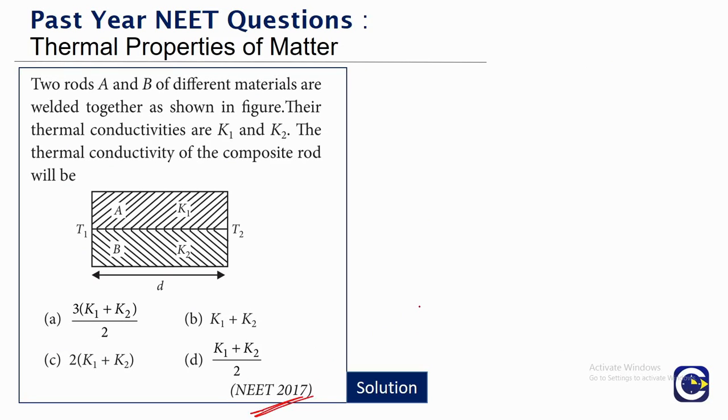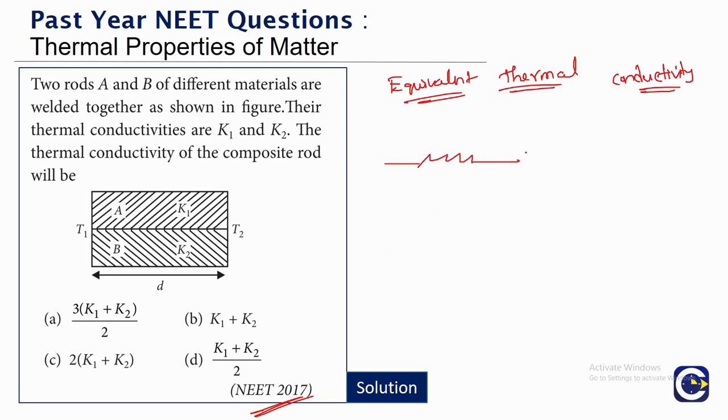It's based on what we call the equivalent thermal conductivity. In fact, we'll see one more question in a similar model, but let's understand the concept. See, in normal current electricity, we have resistors in parallel or in series arrangement. In that case, the combination of resistances can be replaced by one single resistance.